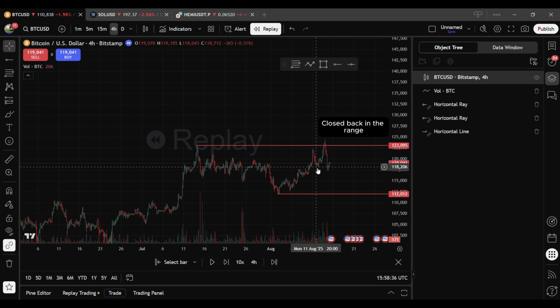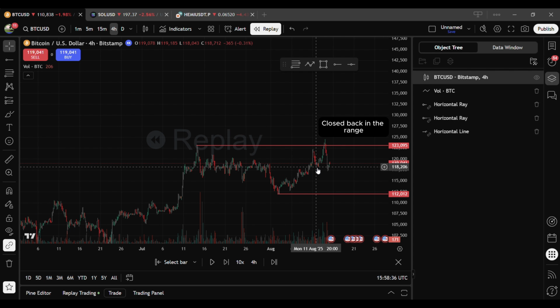And there we go, 25%. Now let's see if we can go to the upper range, and we made a beautiful move to the upper range where we can take 100% of our profits. Now I have one more example for you guys on one more pair, Hemi. This is a trade I actually took, so let me show you what I did.